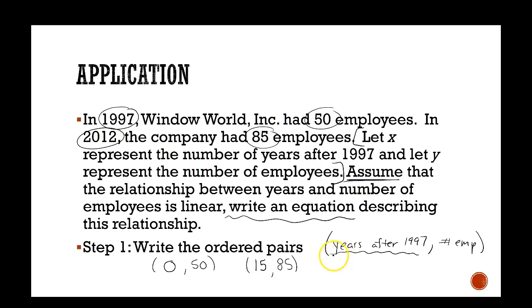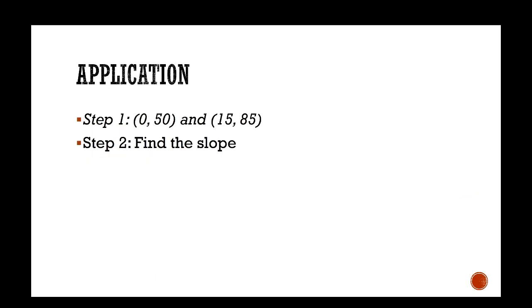Okay, so this is tricky. We're going to do some examples, so just try to keep track of that. Okay, so step one, write the ordered pairs. Now that we have step one taken care of, we're right back to where we were in our last examples. I now am looking at two ordered pairs, so let's find the slope.